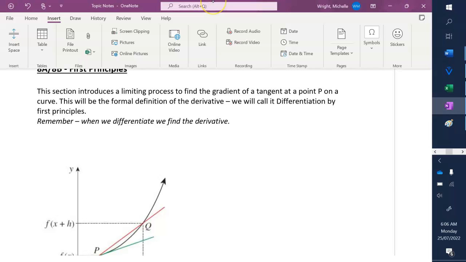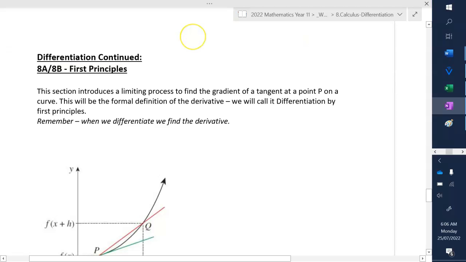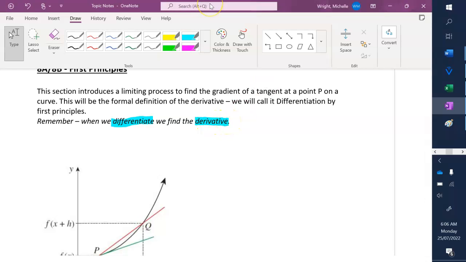So what we need to remember, and what you guys need to remember, is the language that we're using. We're talking about differentiating. When we're differentiating, we are finding the derivative. So they're both the same thing. They're just different words that we're using for that.